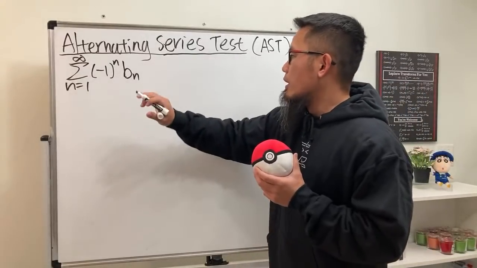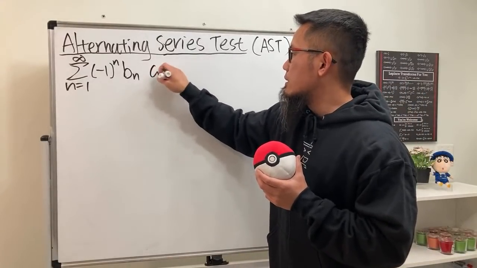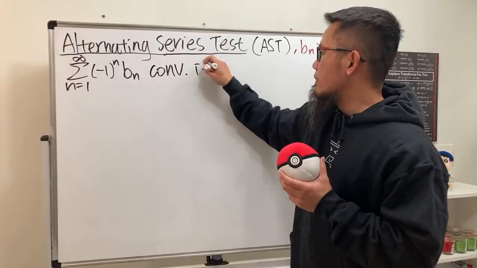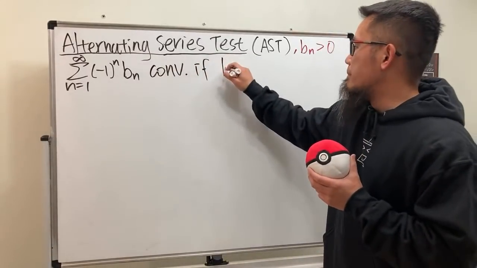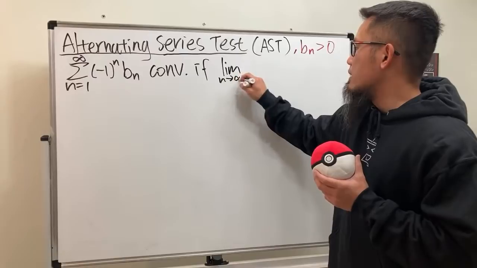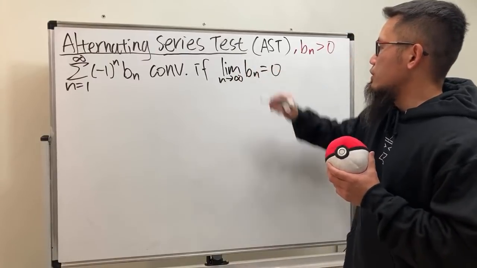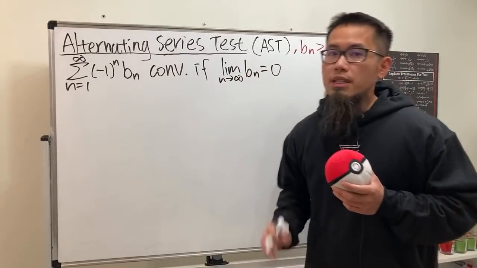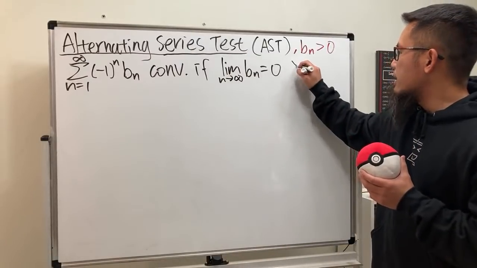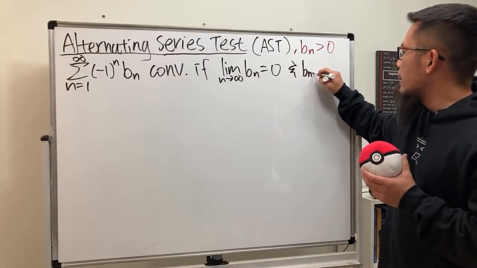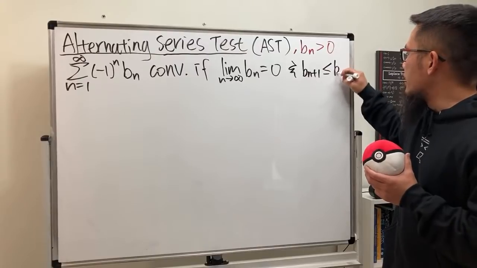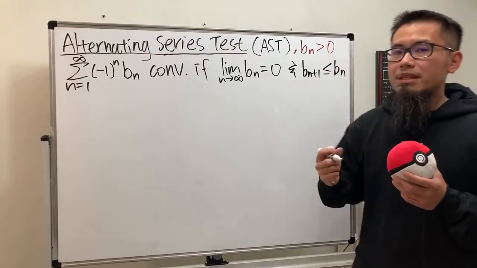So here's the deal. This right here converges if two things. First, if the limit as n goes to infinity of Bn is equal to 0. So that's the first criteria. And the second criteria is Bn plus 1 is less than or equal to Bn. Namely, Bn has to be decreasing.